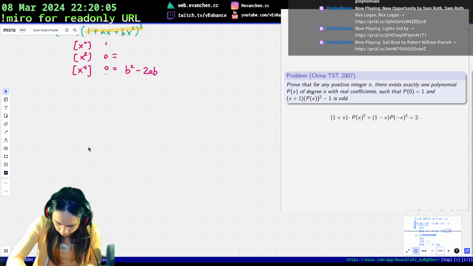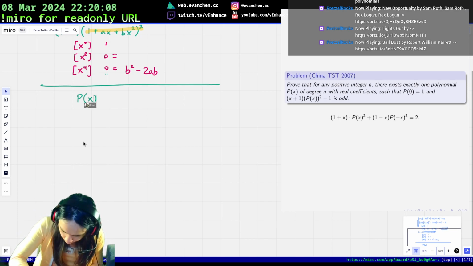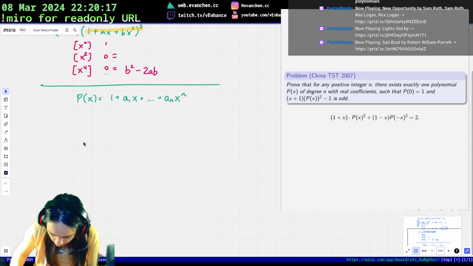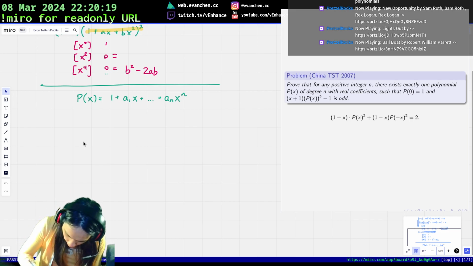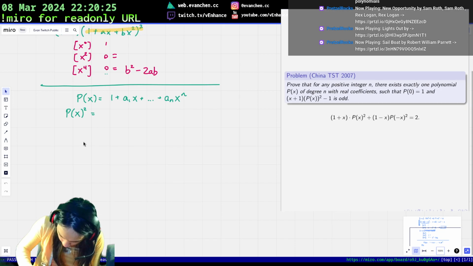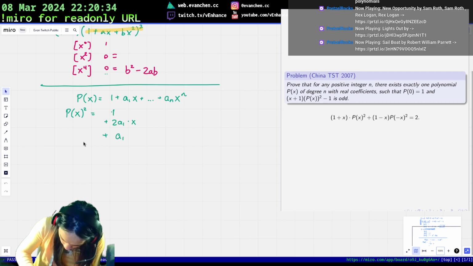Alright, so let's suppose p of x is equal to 1 plus a1 x plus dot dot dot plus an x to the n. And then what are the constraints that we want? So the one is taken care of. The x squared coefficient is the sum of... I need to start by writing p of x squared, because that's really what's going on. So this is like 1 plus 2a1 times x plus a1... let me get this right.